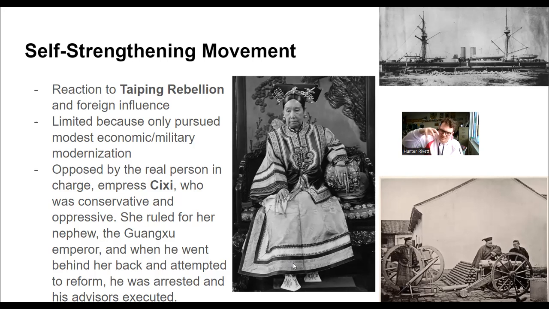And she attained this power, and her nephew was actually in charge, the Guangxu emperor. But because he became emperor when he was young, she was like the regent. She was really calling the shots. Well, she never let him take power. And they would both die the same year, 1908. And the whole time, she's really the person in charge.